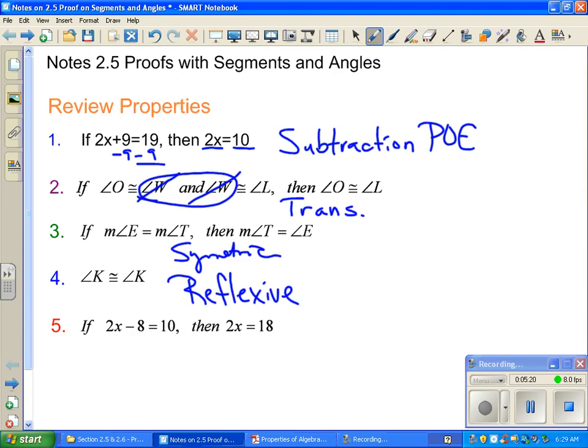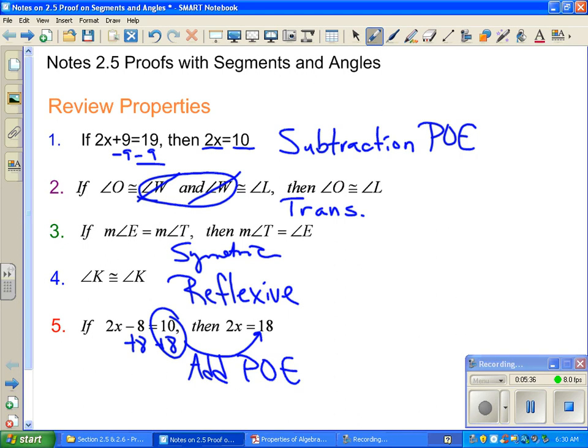Reflexive property. And in this last one, if you look at the if part, you obviously want to get rid of the subtract 8, so you would add 8 to both sides. And this clearly is how they got that 18. So this is the addition property of equality.